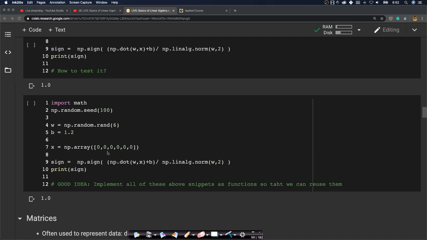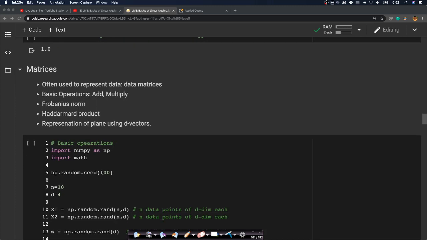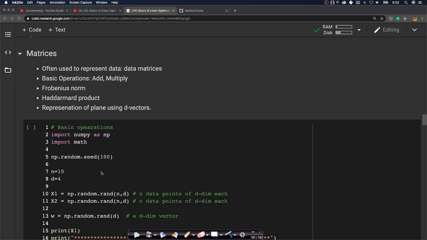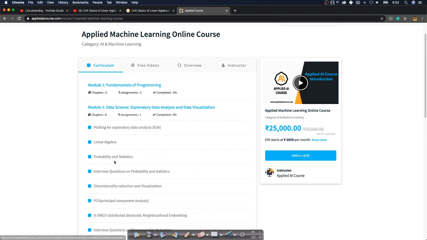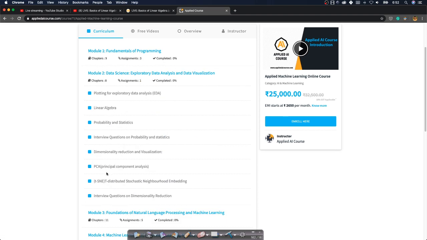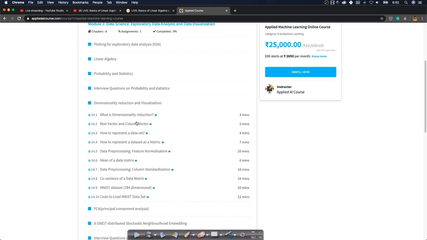Now let's go on to some simple matrices. Okay, with the basics out of our way. Again, one of the biggest applications of matrices in the whole of data science is to represent data matrices. We'll see what data matrices are in the future live sessions. Some of the concepts are also available in our course videos. If you just go to our course videos, go here, linear algebra, there is this chapter called dimensionality reduction and visualization, where we discuss the basics.